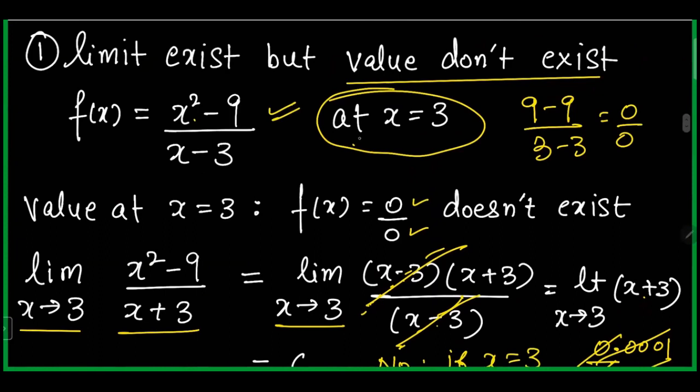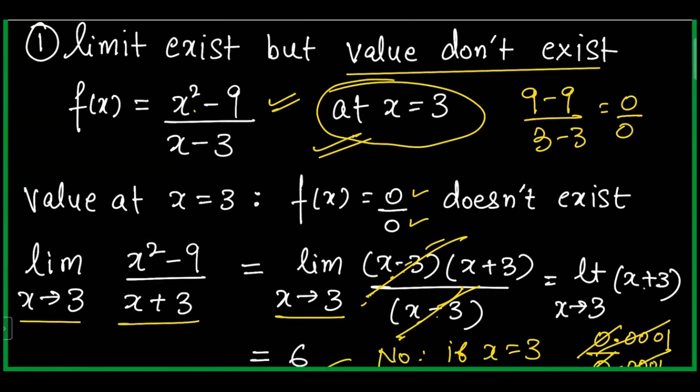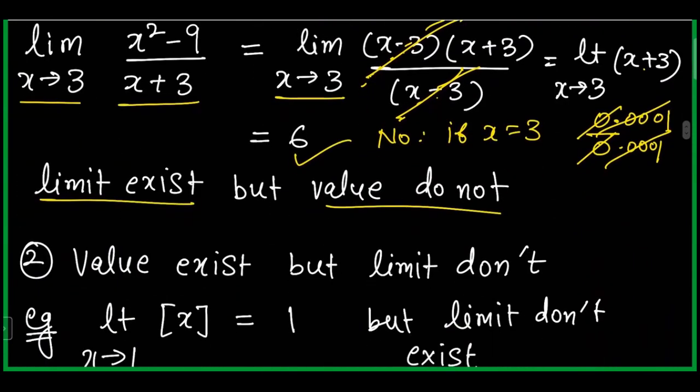That was the reason I didn't cancel it when I was finding the value. When I am exactly at x equals to 3, I cannot cancel them. But when I am very close to 3, I can cancel. So that is why your limit exists, but your value does not exist. Okay, so this was case number 1.